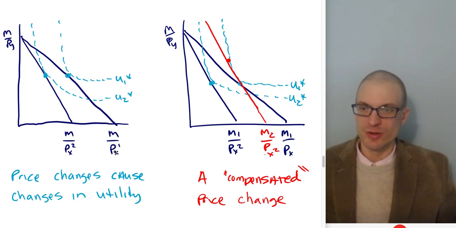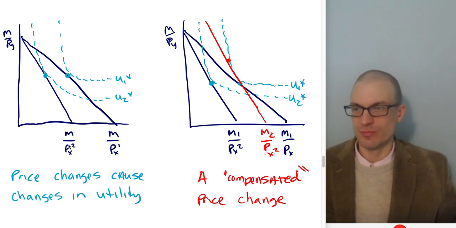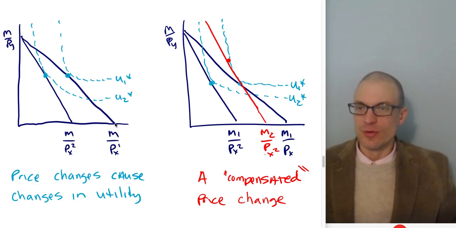The price of good 1 doubles, so I can buy half as much. Or let's just say it rises. Maybe I don't need to say it doubles. Either way, my budget constraint becomes steeper. I can consume less of good 1 or good x. I'm on a lower indifference curve. The price change causes a change in utility, namely a decrease in utility.